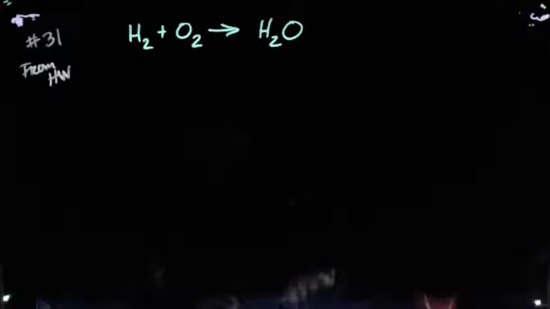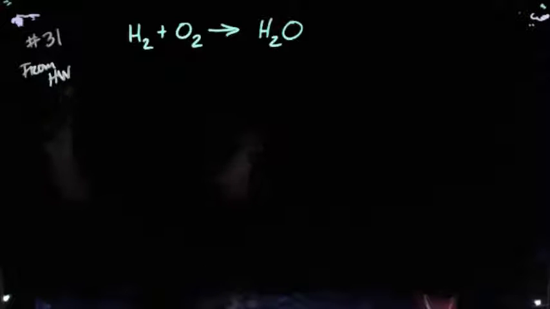All right, we'll work another problem. This time around, it's going to be a gas stoichiometry problem again. This comes from your homework, number 31. And the equation that we're looking at is water being produced from hydrogen gas and oxygen gas. And we need to balance this equation.